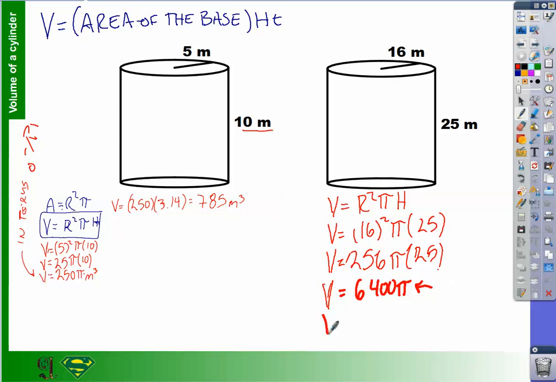So the volume of this second cylinder is going to be what, Carrie? I wish it was cookies. Meters. Meters cubed. And here's the way to remember this. And incidentally, in terms of pi, you'd also have to have the meters cubed.